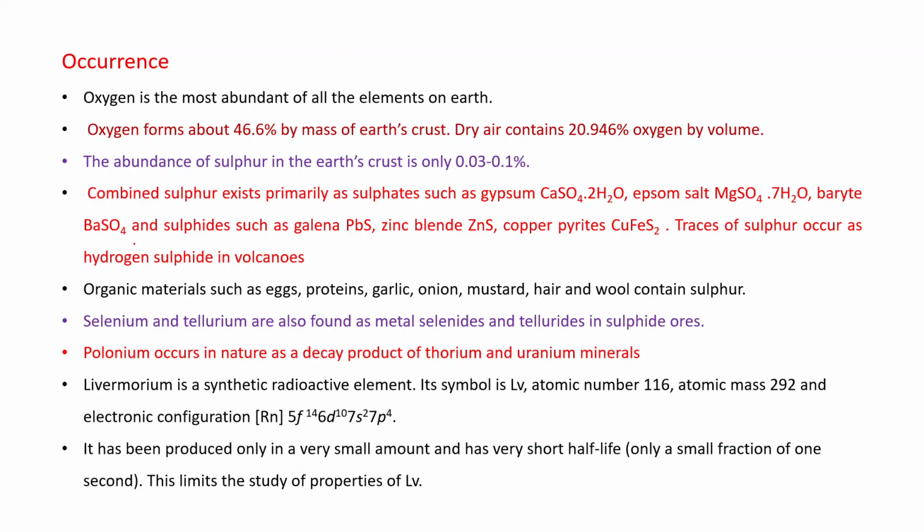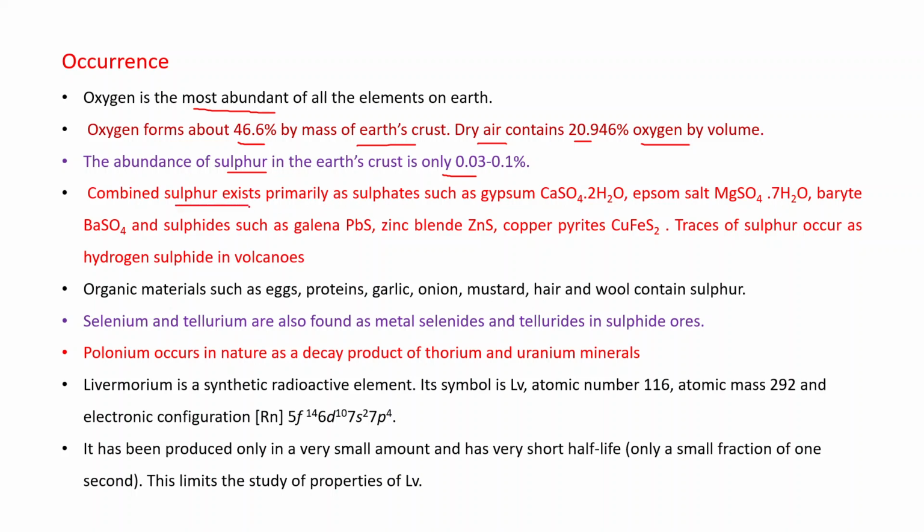Occurrence. Oxygen is the most abundant element in the earth's crust. It forms about 46.6% by mass of the earth's crust, and dry air, that is the atmosphere, contains 20.946, roughly we can say 21% oxygen by volume. The abundance of sulfur in the earth's crust is only 0.03 to 0.1%.